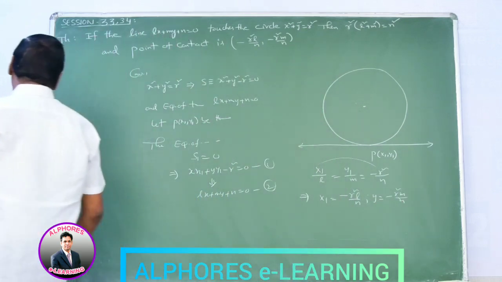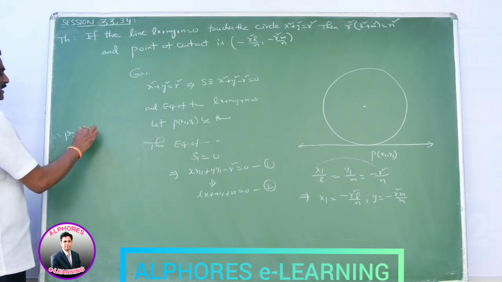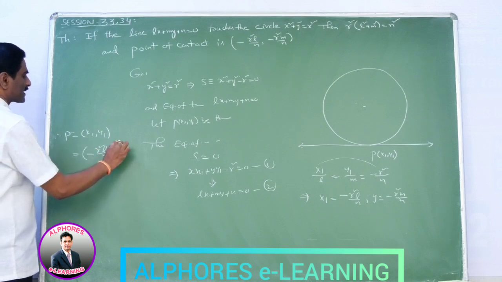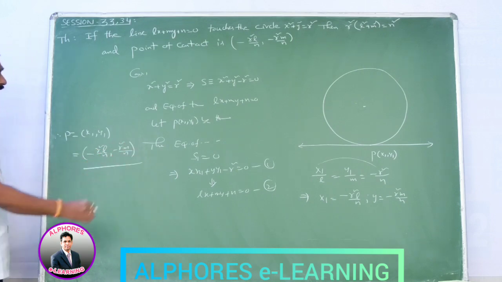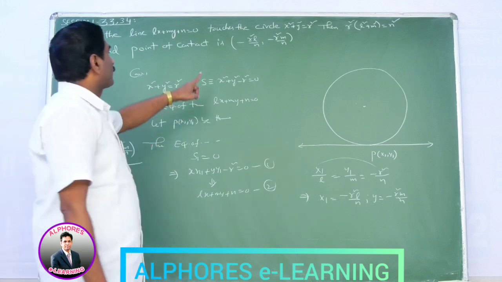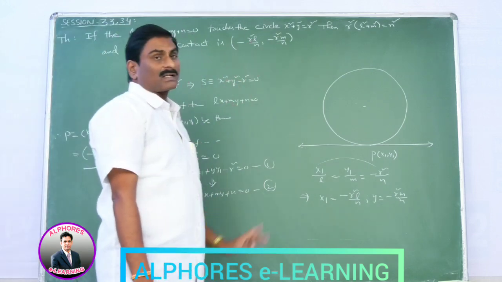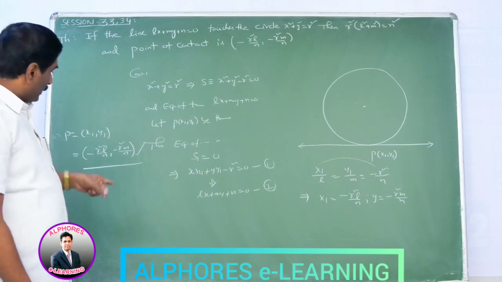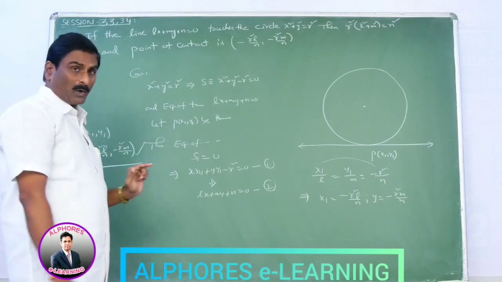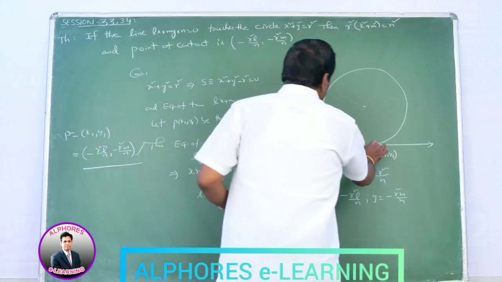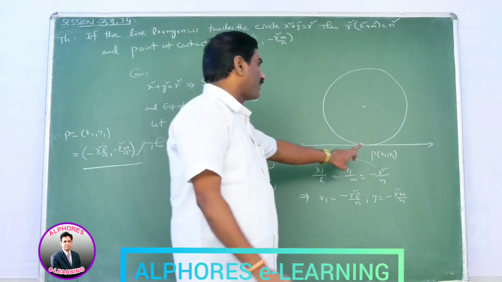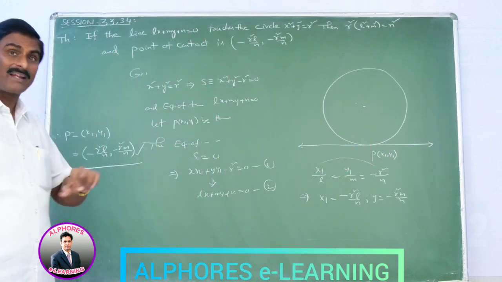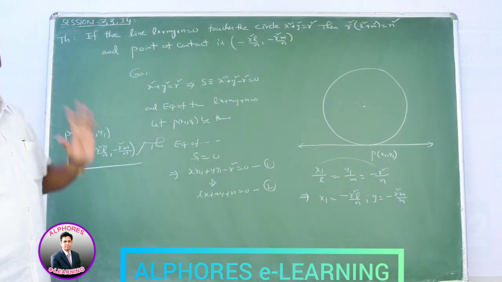Therefore, the point of contact P, which is nothing but (x1, y1), is (-r²L/N, -r²M/N). It is the point of contact. Okay. The point of contact is (-r²L/N, -r²M/N). It is proved. Okay. Next condition. If (x1, y1) is the point of contact, that means this point belongs to both the circle and the line. That means (x1, y1) lies on the line and also the circle. So substitute the point (x1, y1) in the line or circle, we get the required condition.